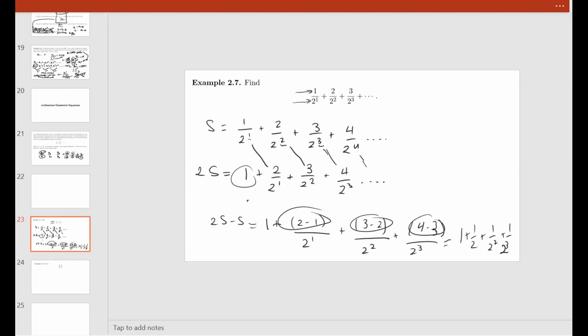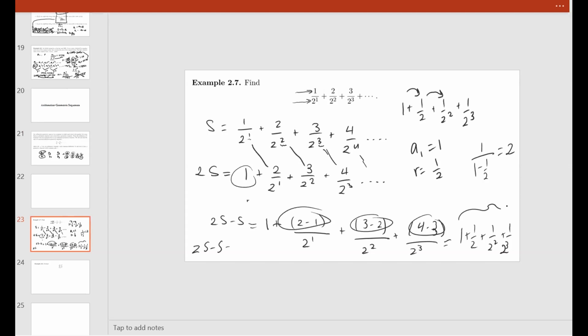And we know how to sum this because this is just an infinite geometric series. So this is a geometric series with first term 1 and common ratio 1/2, because each term just gets multiplied by 1/2 for the next term. So this sum right here would be 1 over 1 minus 1/2, which is simply 2. So we have 2S minus S, which is just S. This is equal to 2. So this gives us our desired sum.